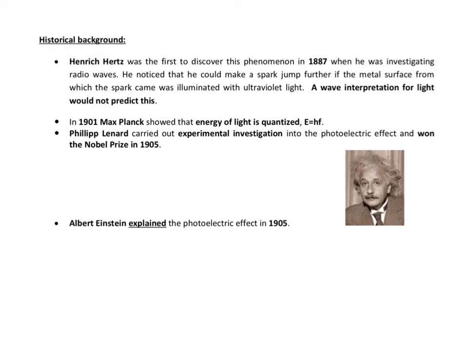Now, historically, in 1901, Max Planck showed that the energy of light is indeed quantized. By quantized, we mean that it comes in discrete quantities. And this particular relationship here, E equals hf, where E is the energy of the electromagnetic radiation, h is Planck's constant, which we will delve deeper into at a later stage, and f is the frequency of the electromagnetic radiation.